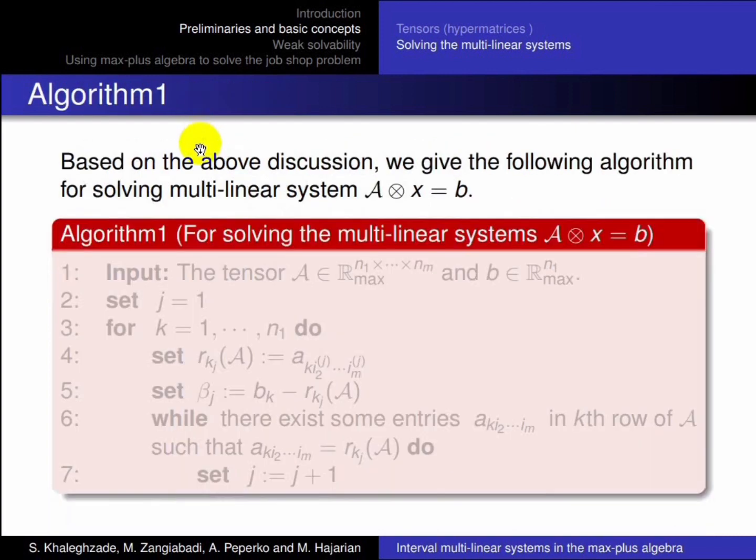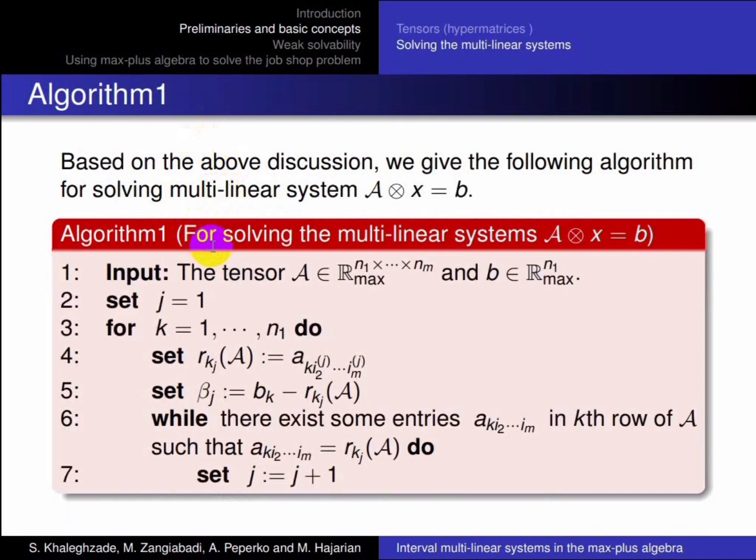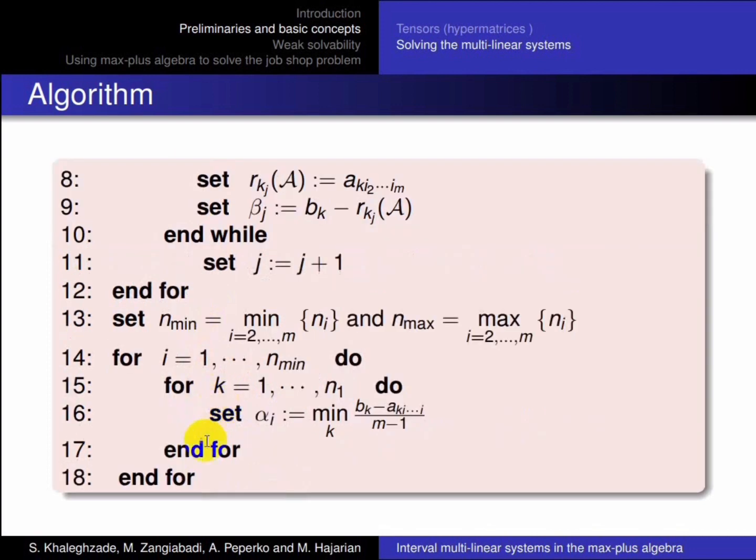This algorithm highlights the importance of the above discussion. So we give the following algorithm for solving the multilinear system, and first we need to compute RKJ of A and beta j and alpha I, which we explain how to compute in lines 1 to 18.